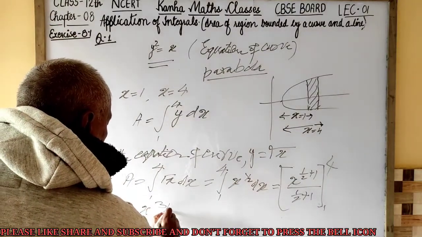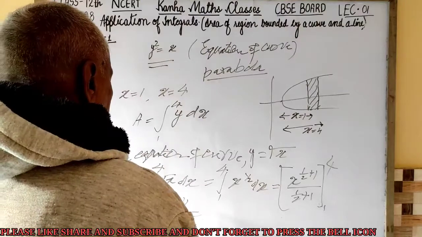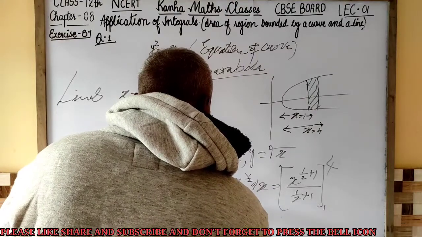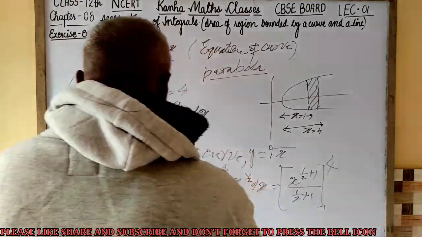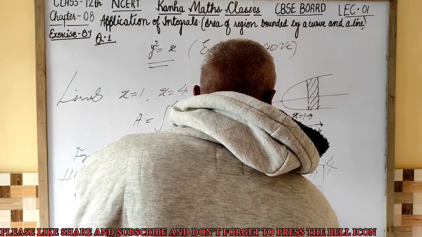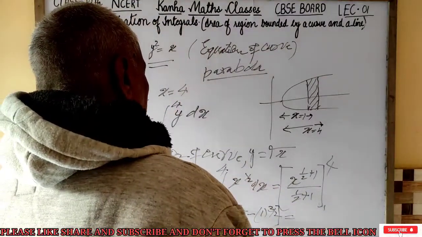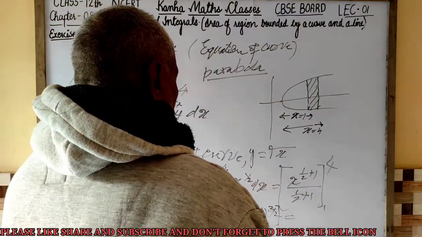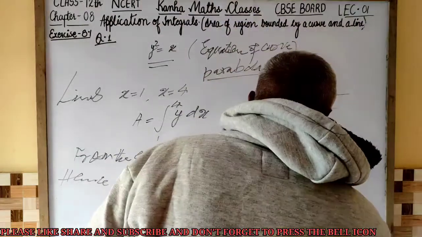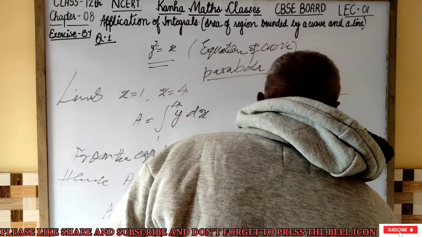Now A is equal to x to the power 3 by 2 from 1 to 4, with the factor 2/3. By giving the values 4 and 1, we get 4 to the power 3/2 minus 1 to the power 3/2. 4 to the power 3/2 is the square root of 4 cubed, 64, which is 8, and 1 raised to the power 3/2 is equal to 1. So this gives 8 minus 1, or 7.